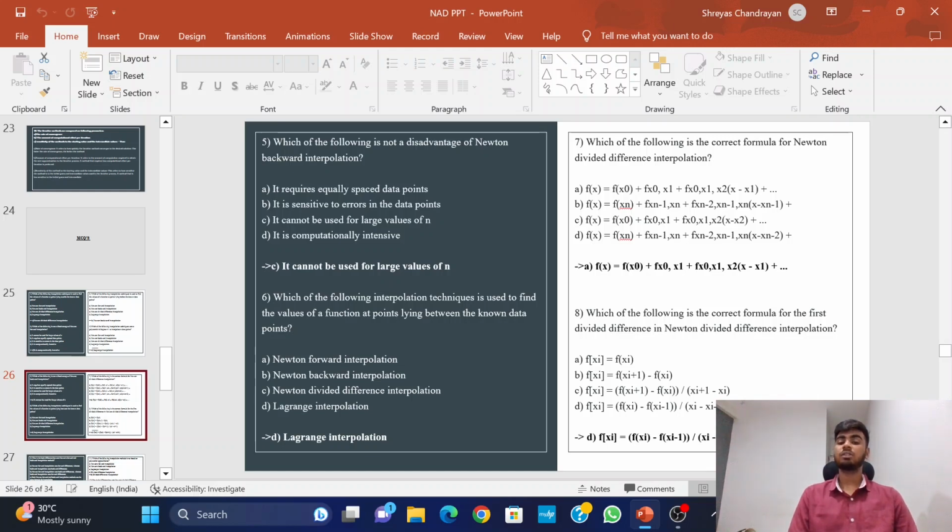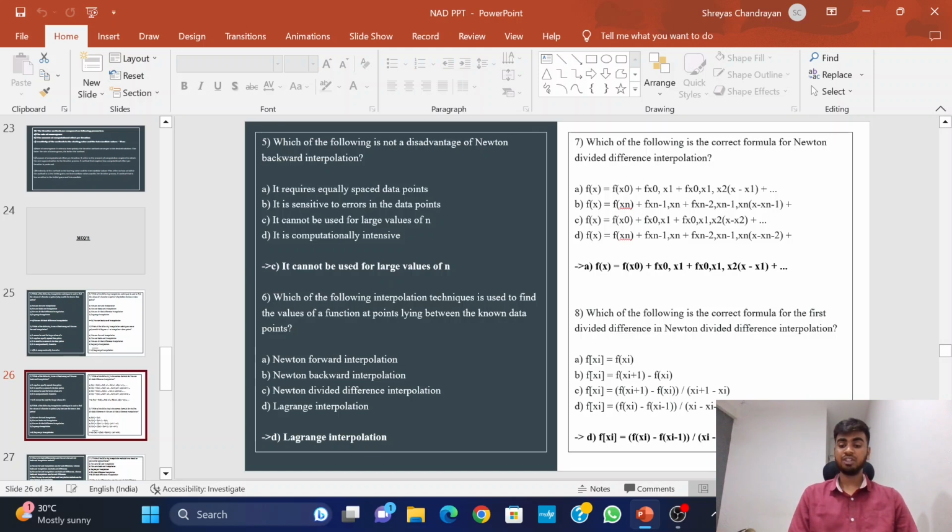The seventh question is, which of the following is the correct formula for Newton divided difference interpolation? The correct option is A, which is f(x) is equal to f(x0) plus f(x0, x1) plus f(x0, x1, x2) (x minus x1) and so on.